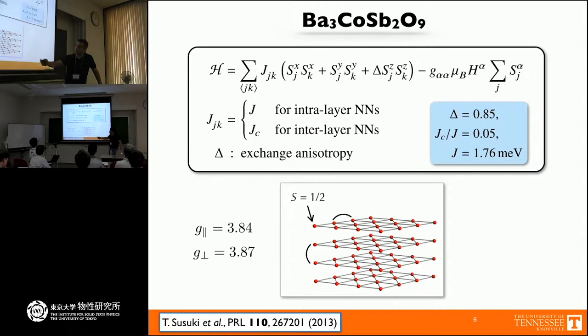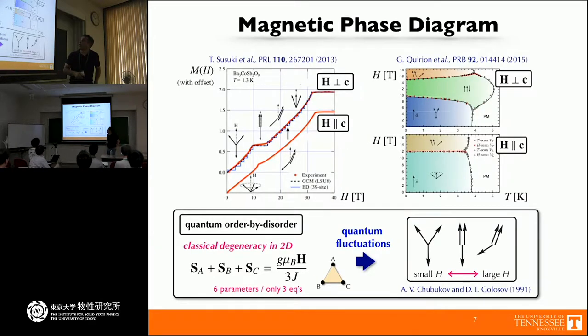The g-factor is slightly different from the perpendicular g-factor. Actually, this material was studied originally here in Japan by this group. They measured the magnetization curve, and they saw something like this. When the magnetic field is perpendicular to the C-axis, they saw a plateau, a plateau phase induced by the magnetic field.